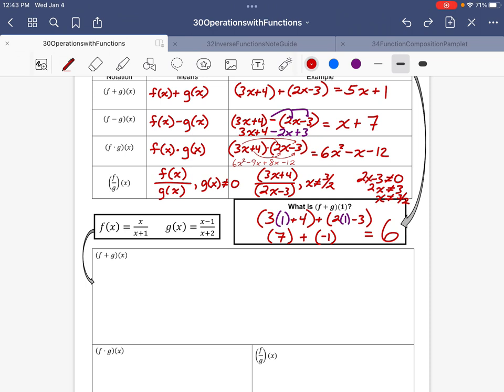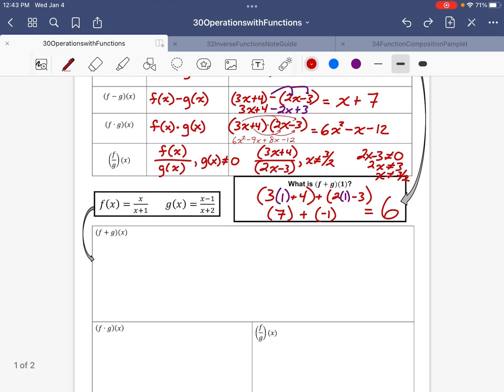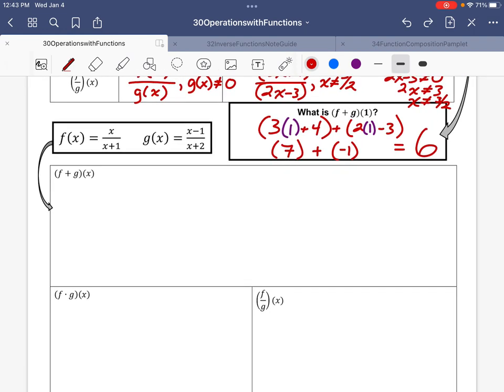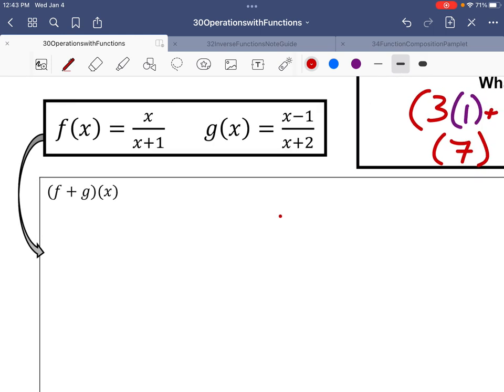Now, the problems that we did in that chart, let's be honest, none of them were supposed to be too terribly hard. The problems that we're going to do in this chart or these boxes, yeah, they're a little bit harder. They're a little bit harder simply because they have to do with fractions. And anytime you have fractions, things just get a little bit harder. So let's do f plus g, but let's do it with these fractions. Now, f plus g just means I'm going to take the first fraction, x over x plus 1. I'm going to add the second fraction, x minus 1 over x plus 2.